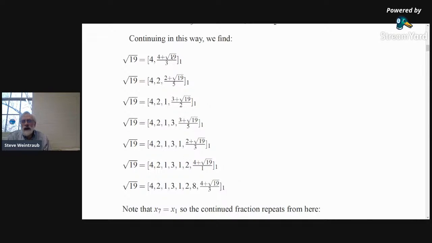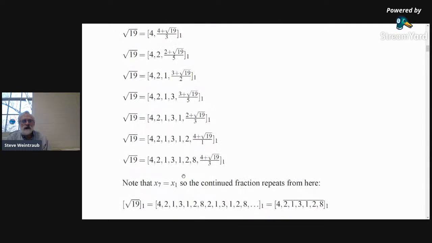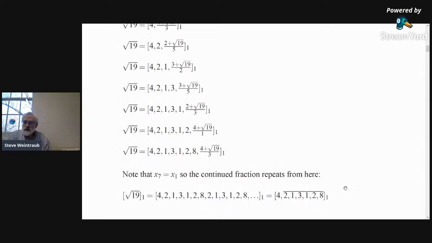What happens at any stage only depends on x sub i. That tells you what happens at the next stage. So whatever started from here is going to repeat from here. So the continued fraction is going to look like 4, 2, 1, 3, 1, 2, 8, and then it's going to be 2, 1, 3, 1, 2, 8, 2, 1, 3, 1, 2, 8, etc., repeating forever. So we adopt the standard notation. We put a bar over this. So 4 and then 2, 1, 3, 1, 2, 8 with a bar means 4, and then 2, 1, 3, 1, 2, 8 repeating forever. And we call this periodic, right? It's periodic with period 6, where by periodic we mean eventually periodic. The period doesn't start with 4, it starts with 2, but starting with 2, it's periodic of period 6. Okay?